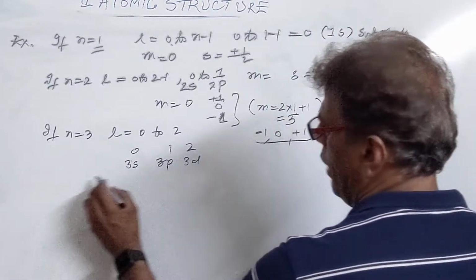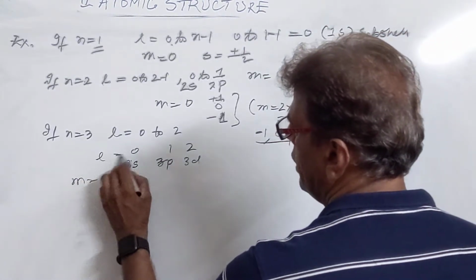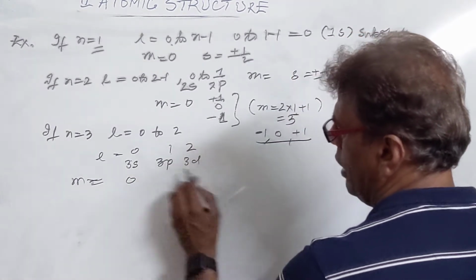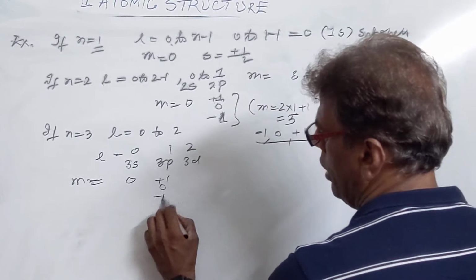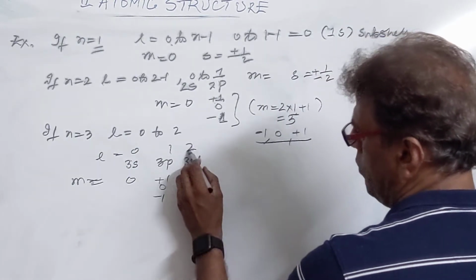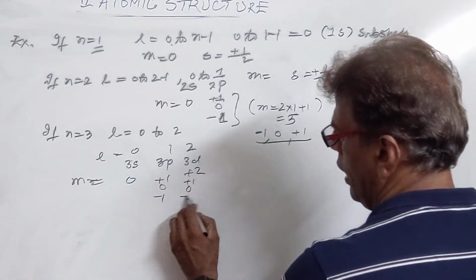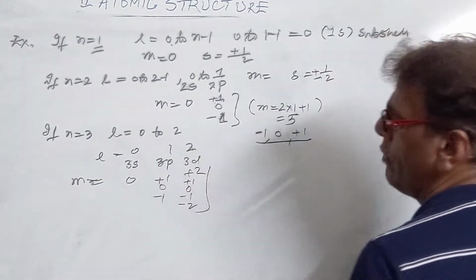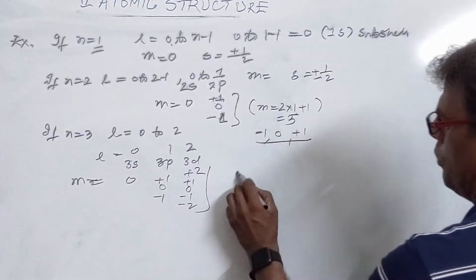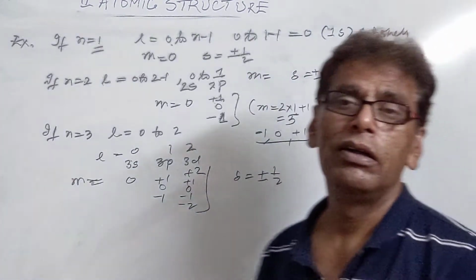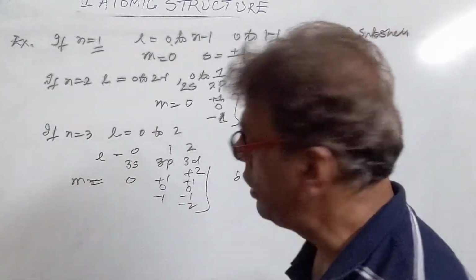So for the magnetic quantum number, when L is 0, the magnetic quantum number will have one value, 0. When L is 1, it will have three values, 0, plus 1 and minus 1. When L is 2, we double the value and add 1, so it has five values: 0 to plus 2 and 0 to minus 2. Spin quantum number is again plus half and minus half. So in this manner, the problems on quantum numbers are to be solved.